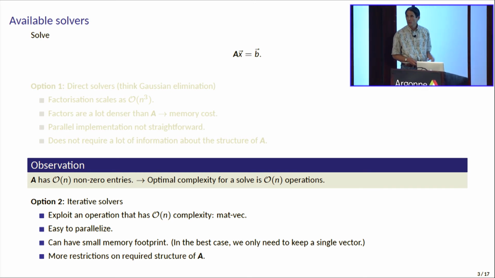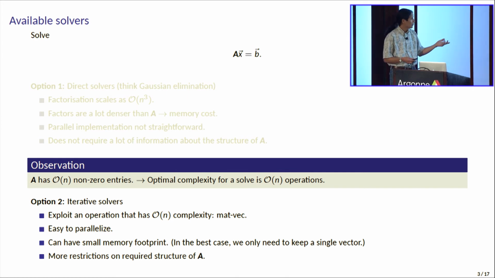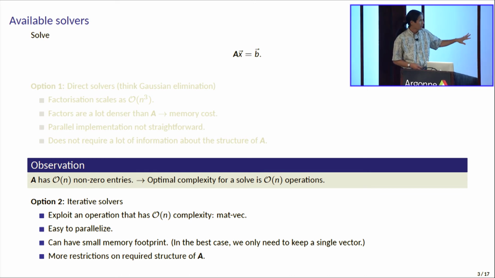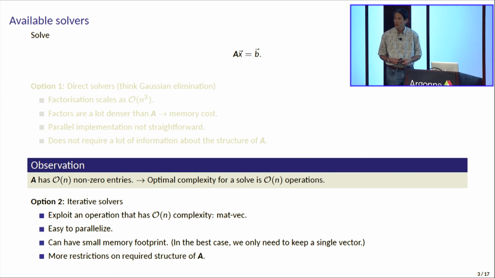So the second option, if you're not going to do a direct solve, is an iterative method. The nice thing is that we can exploit an operation that has already been referred to earlier today, the sparse matrix vector multiply. Some people call it a SpMV. I'll probably refer to it just as a matvec. The great thing is this is easy to parallelize. It can have a small memory footprint, depending on the solver that you end up implementing. But there may be more restrictions required on the structure of A.